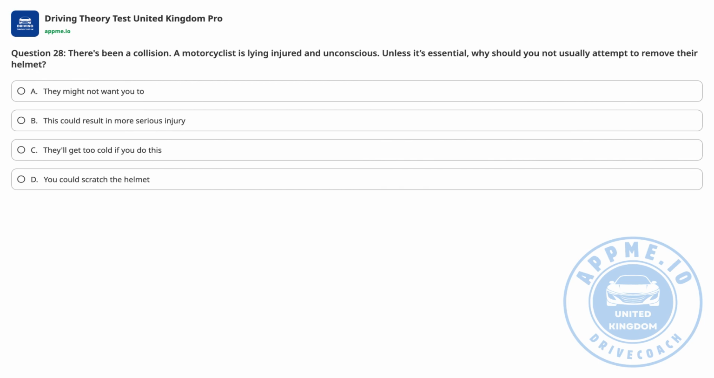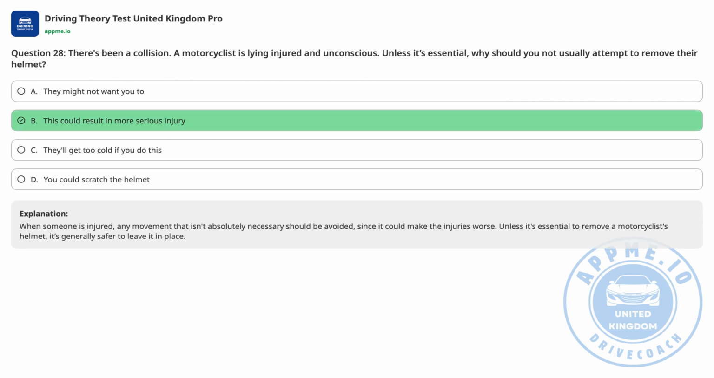Question 28. There's been a collision. A motorcyclist is lying injured and unconscious. Unless it's essential, why should you not usually attempt to remove their helmet? A. They might not want you to. B. This could result in more serious injury. C. They'll get too cold if you do this. D. You could scratch the helmet. The correct answer is B.